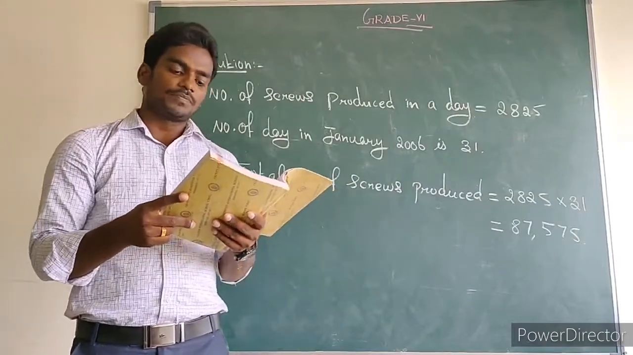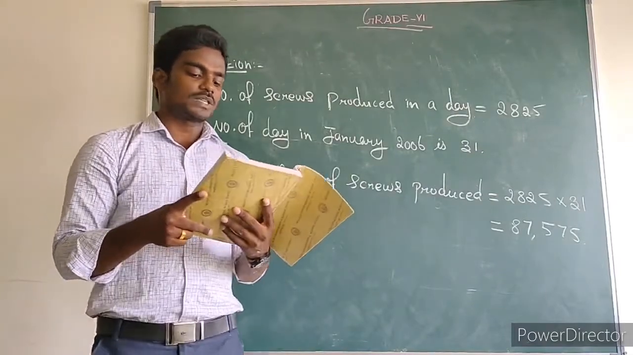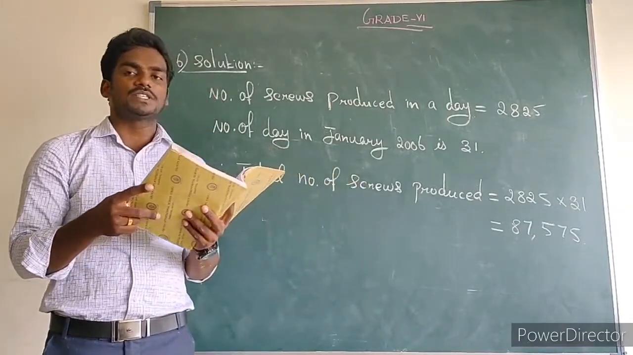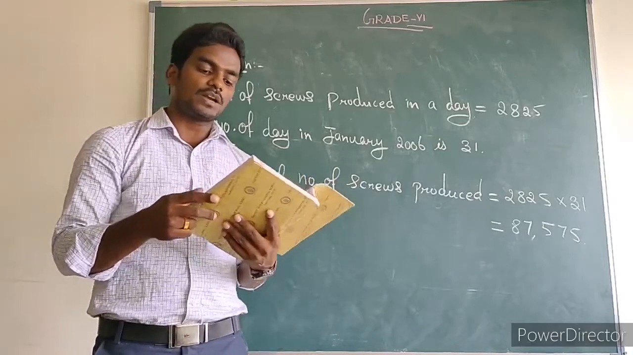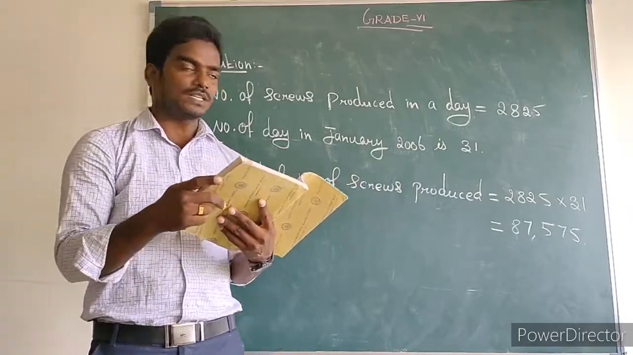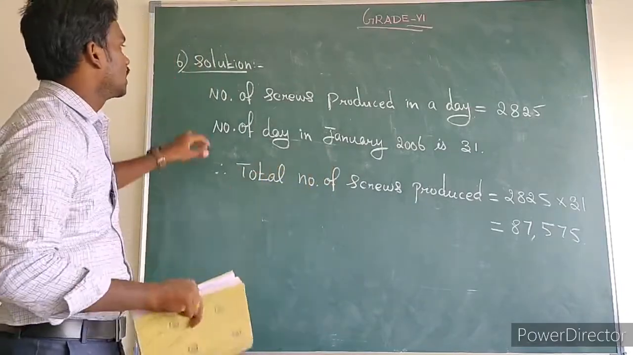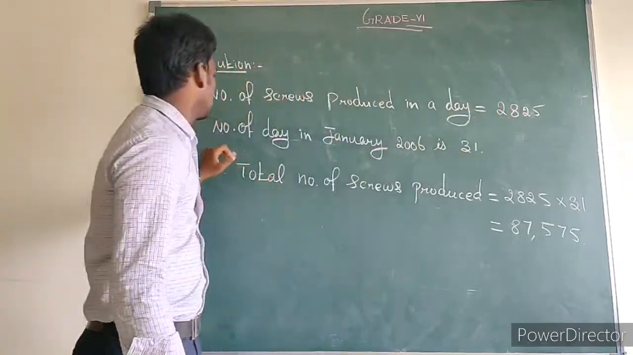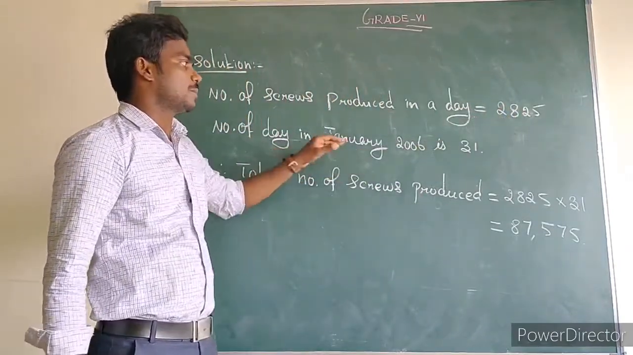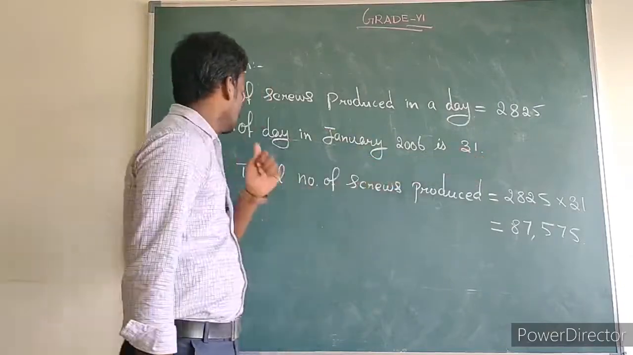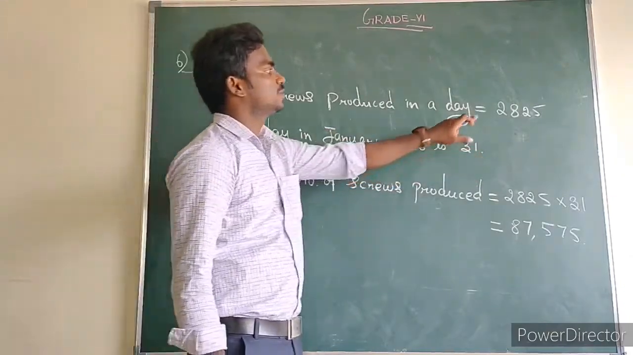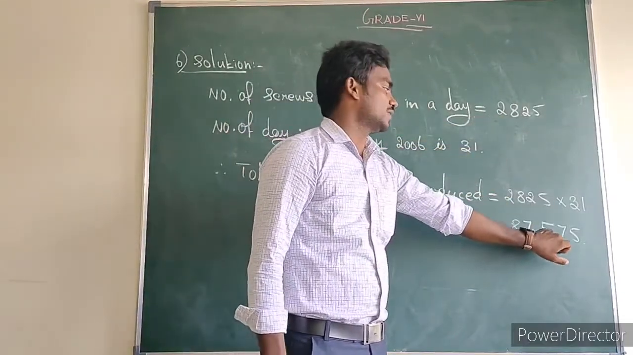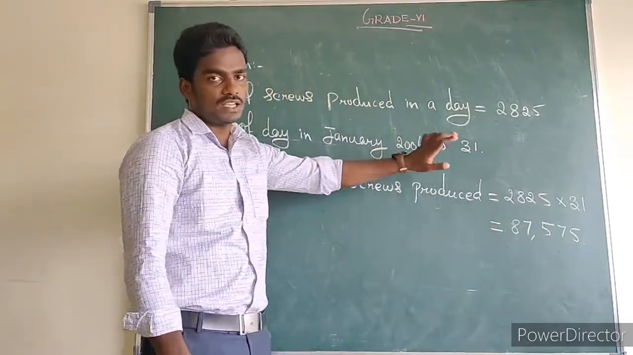See your sixth question. A machine on an average manufactures 2,825 screws in a day. How many screws did it produce in the month of January 2006? So we want to find how many screws were produced in the month of January 2006. So listen, number of screws produced in a day is equal to 2,825. So this is given. Next, what is the number of days in January 2006? Number of days in January 2006 is 31, we know. So what is the total number of screws produced? Equal to 2,825 into 31 equal to 78,575 screws produced in the month of January, right?